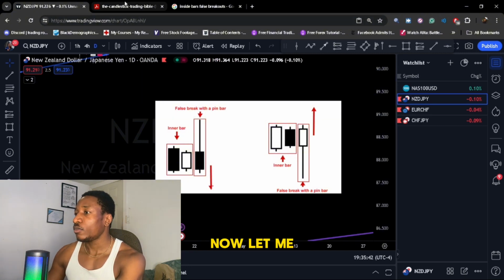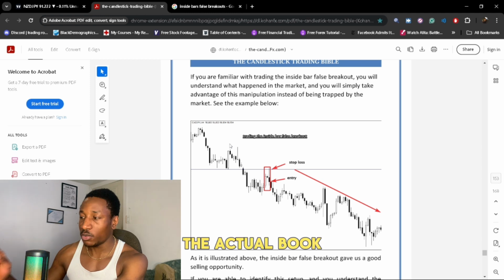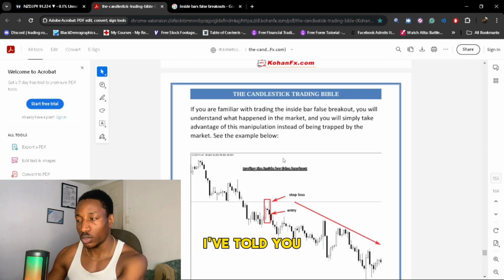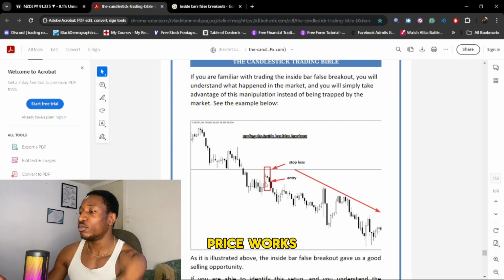Now let me give you guys another example again. Let me give you guys from the actual book, right? So this book is called The Candlestick Trading Bible. I've told you guys to read this book, right? So this book is very, very important, right? So essentially this is exactly how price works.